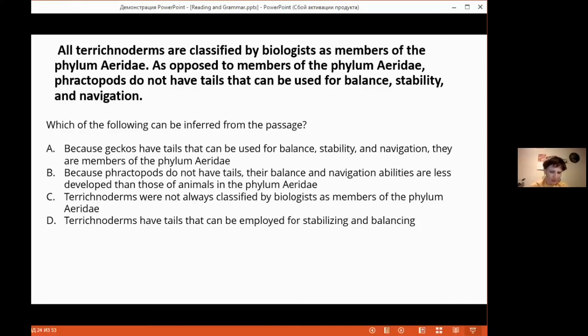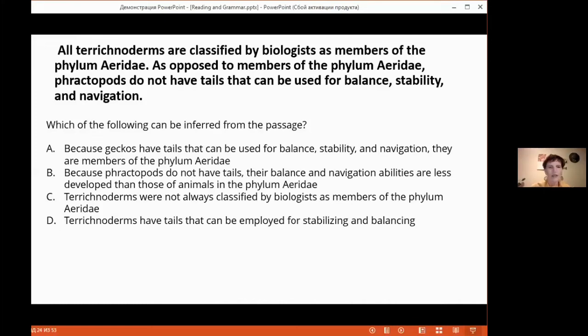Option C, Pterichnodems were not always classified by biologists as members of the phylum Arida. Nobody chose option C, absolutely correctly, because the passage does not give us any information whatsoever on the history of classification of this species.